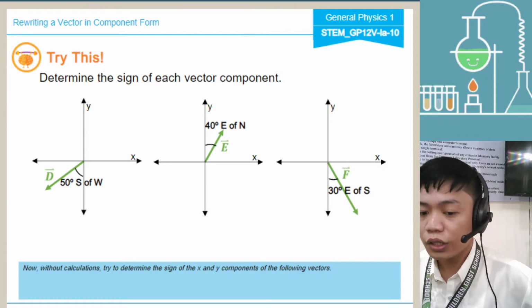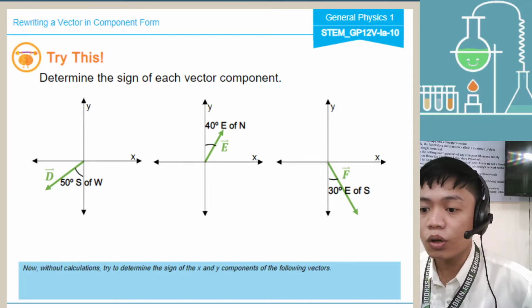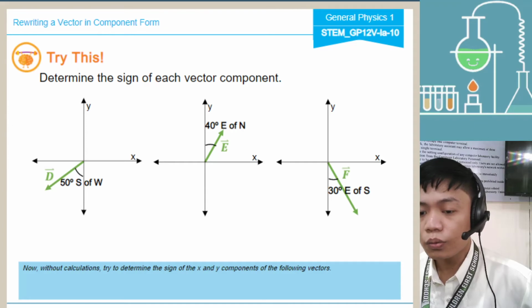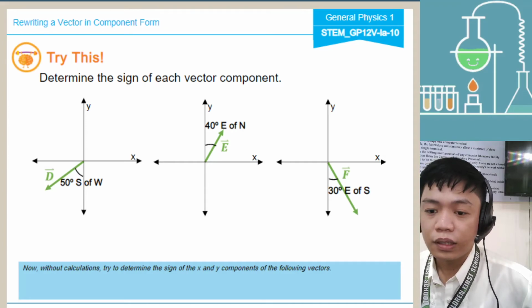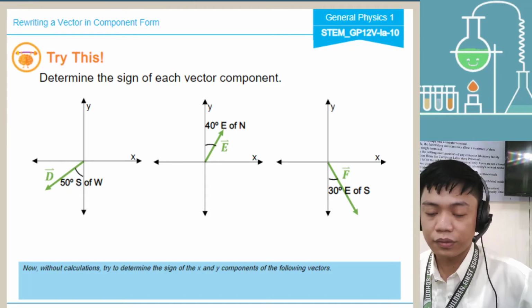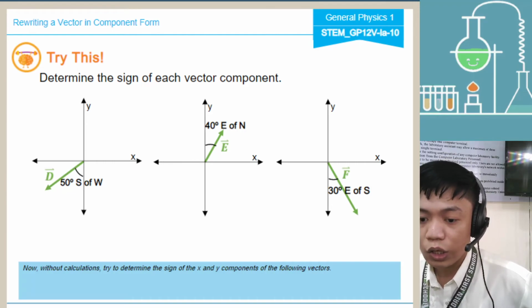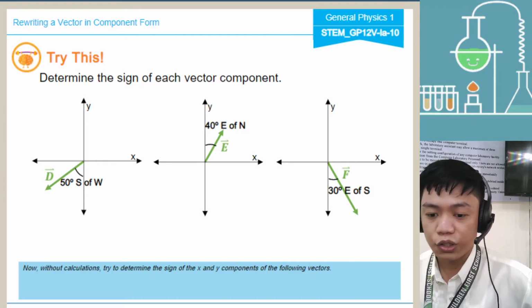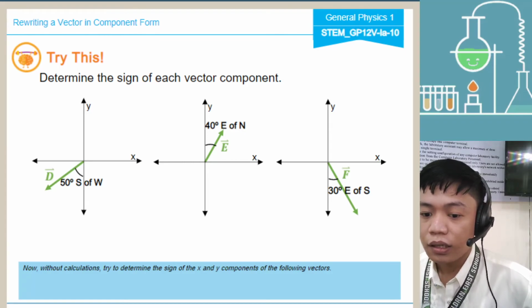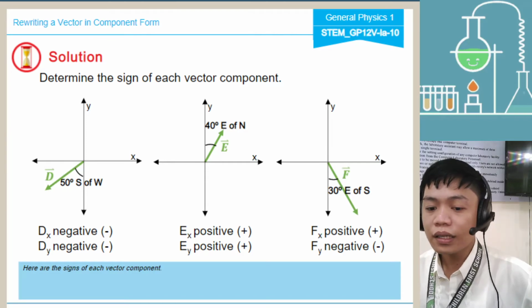Now, without calculation, try to determine the sign of the x and y components of the following vectors based on their quadrants. We have letter D, letter E, and letter F. I want you to write down your answer in our chat box in order for us to see whether you get the correct answer. Again, try to determine the sign of the x and y components of the following vectors.